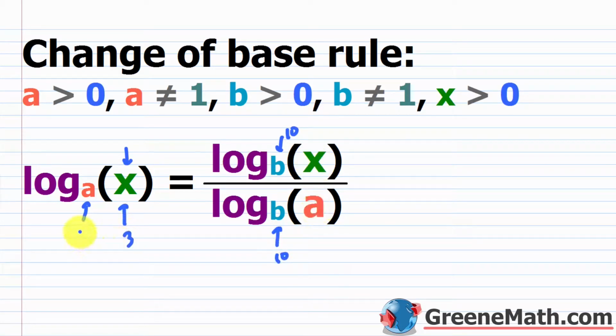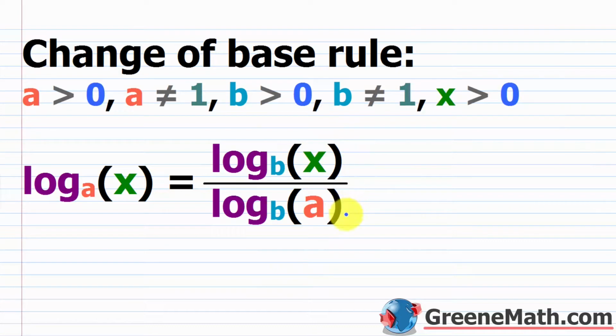Remember, this was 3 and this was 2, right? We found our answer by saying log of 3 over log of 2. So log base 10 of 3 divided by log base 10 of 2 gave us our answer. And again, that was about 1.585. Again, generally speaking, that's all you need to do.